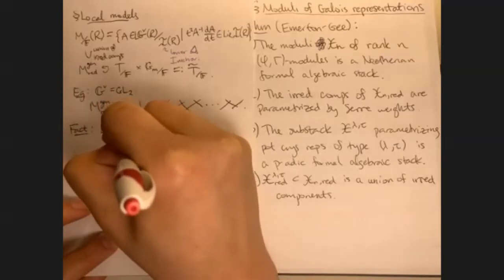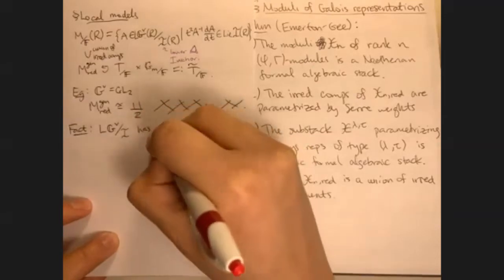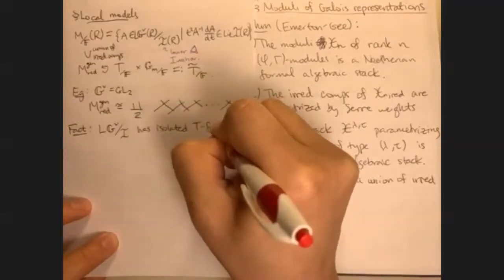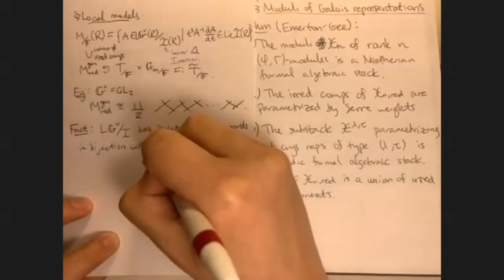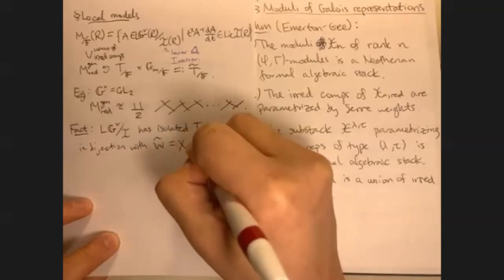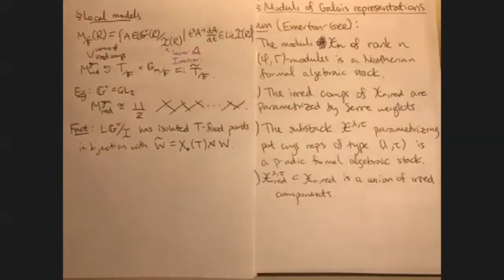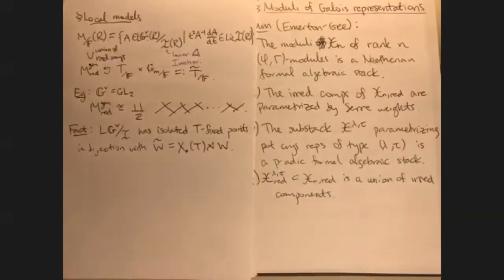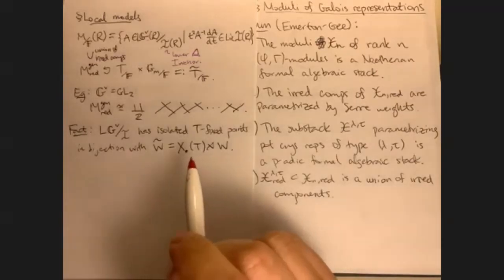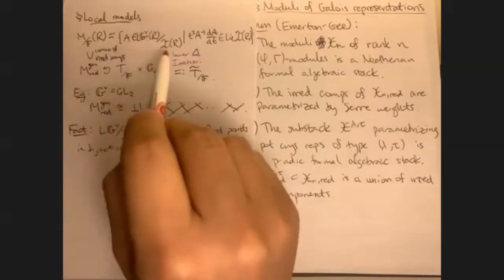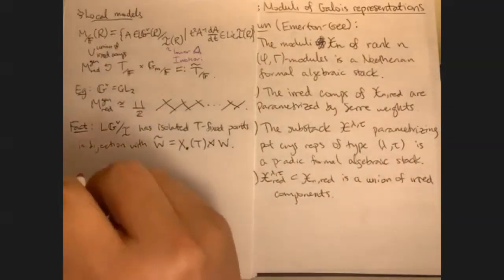So I want to note the following fact. This affine flag variety has isolated T-fixed points. And these are in bijection with the extended affine Weyl group, so it's this semi-direct product. An element here just goes to, you apply the cocharacter to the loop variable, and then you permute the columns in some way. This gives a representative of a T-fixed point in the affine flag variety. So that will come up in a moment.